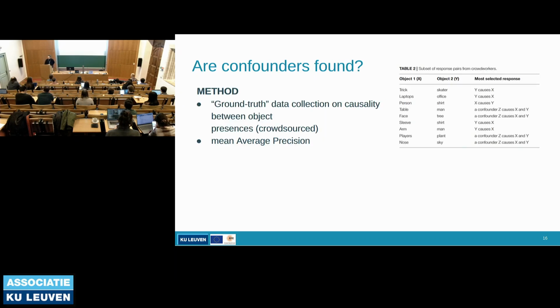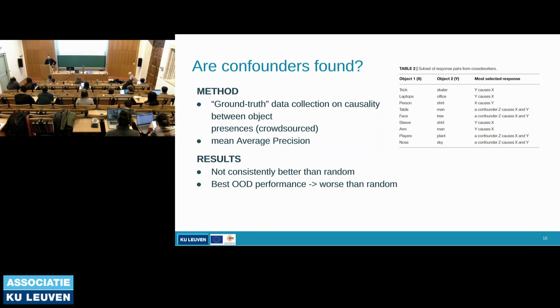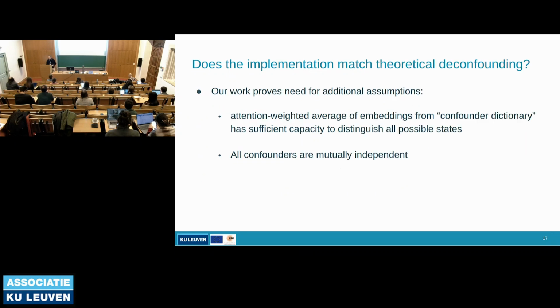For the first question, we gathered some ground truth data with human annotations from Amazon Mechanical Turk, labeling causality between different objects. What we saw was that the confounder finding ability was actually not consistently better than random. So there's a bit of doubt there. And also that the OOD performance wasn't really correlated with how well you found confounders.